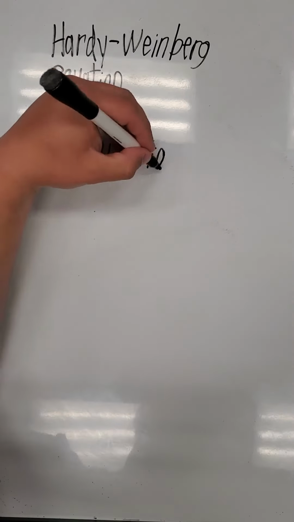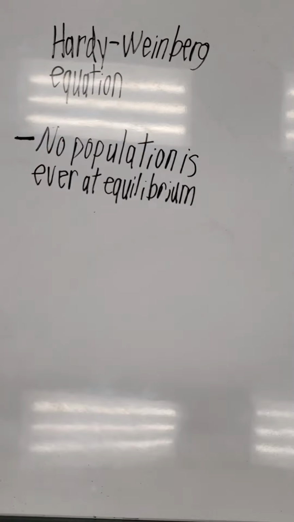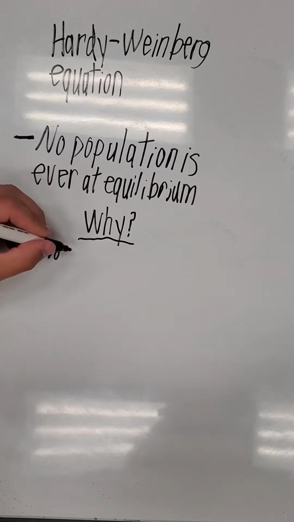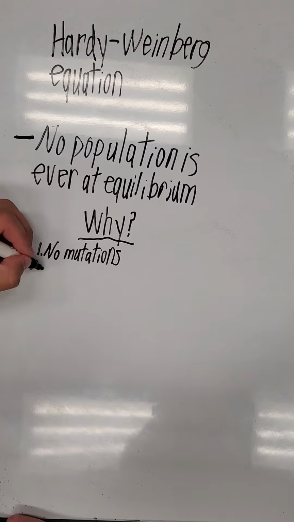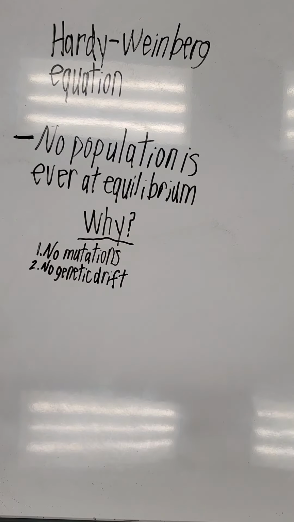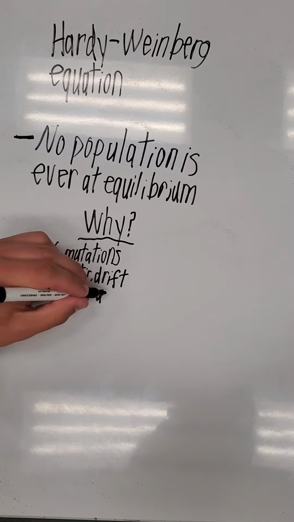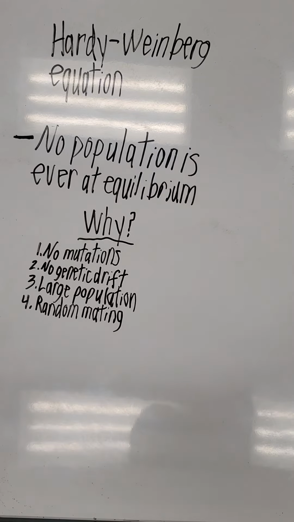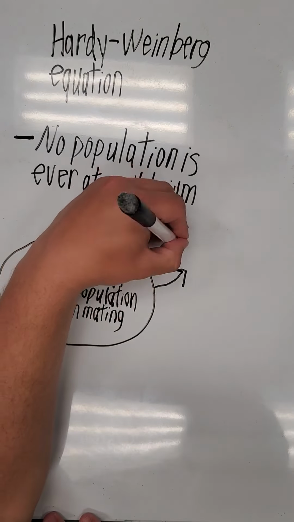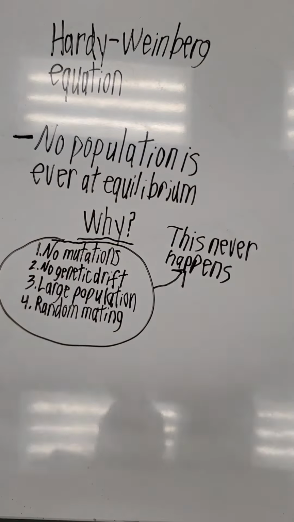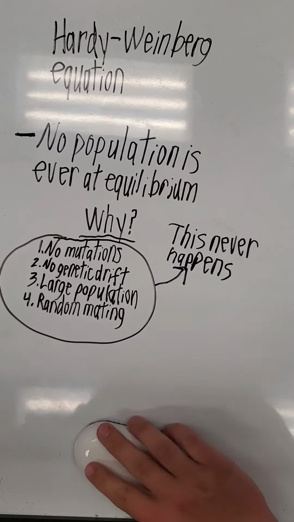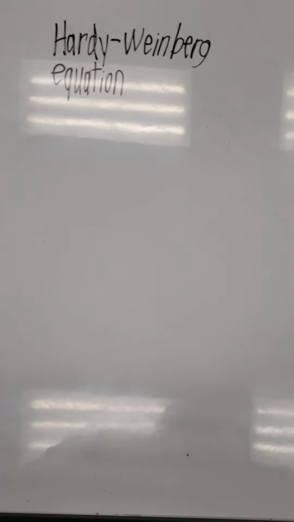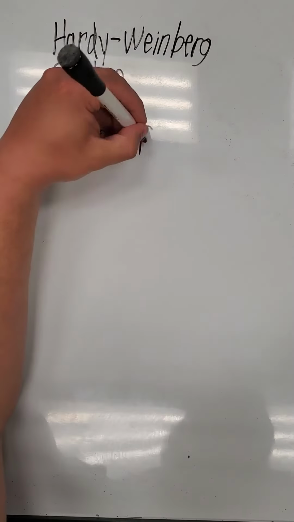One thing to note with Hardy-Weinberg is that no population is ever at equilibrium. Why? Because you have to have no mutations, no genetic drift, large populations, and random mating. And in reality, this never happens, because populations are always under stress and always having to evolve to their environment. So simply what this model shows is that the population is facing evolutionary pressure, or is not facing evolutionary pressure.